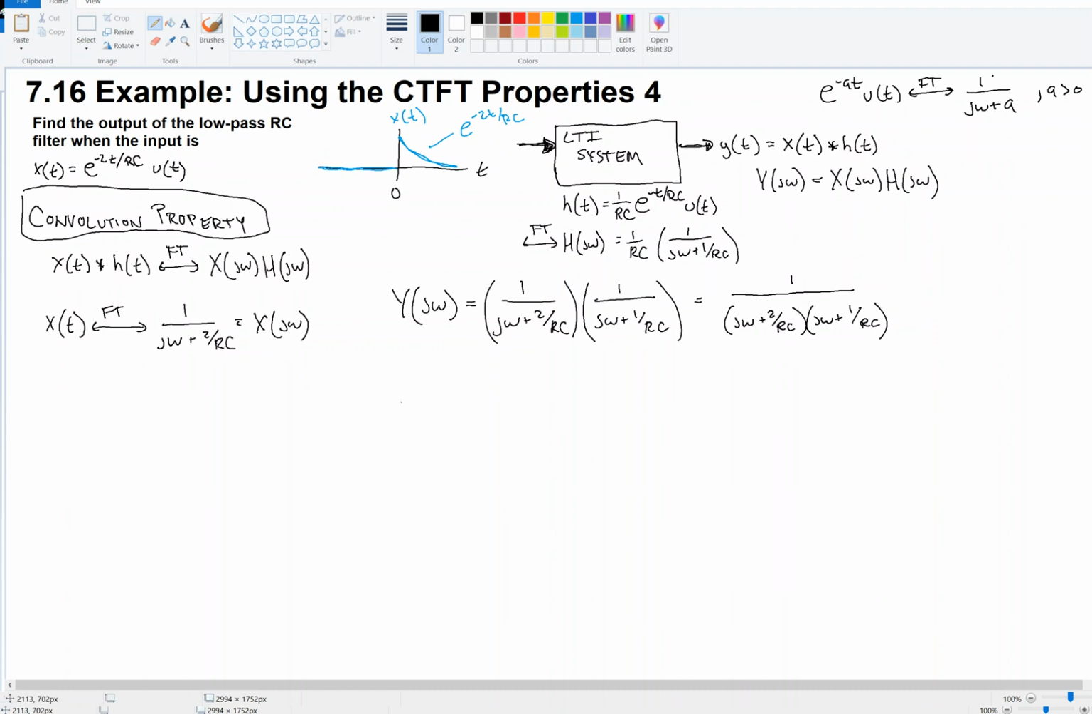What we would like to do is separate those two factors by finding a constant a, where I could have a constant over j omega plus 2 over RC, that's one of the factors, plus another constant b over j omega plus 1 over RC. I left off, by the way, a 1 over RC here. Capital H has a 1 over RC. Okay, so let me back up.